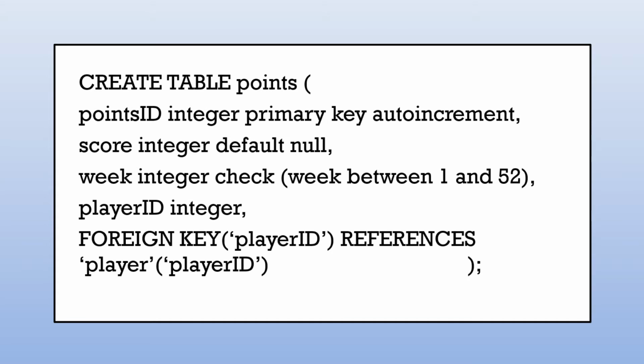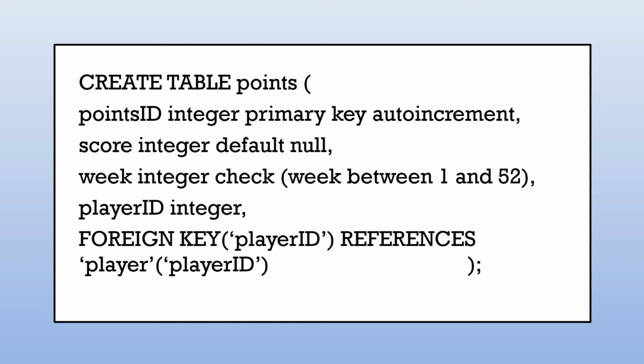Here we've got another table called points. Now this also has primary key, auto increment. We have score and week, which are both integers. Score has default null, so there's no score inside, nothing's put in. And for week, we have a constraint checking to make sure it's between 1 and 52.